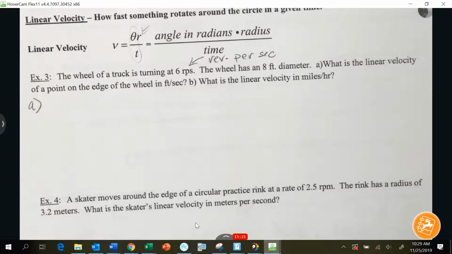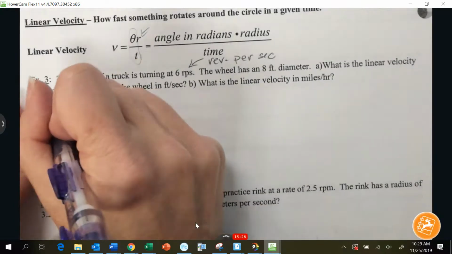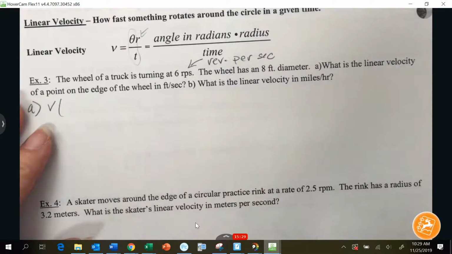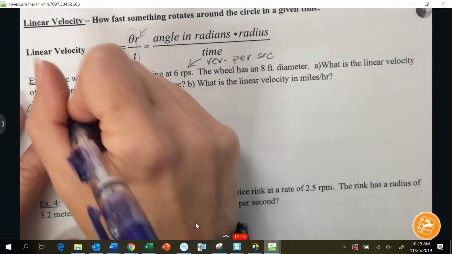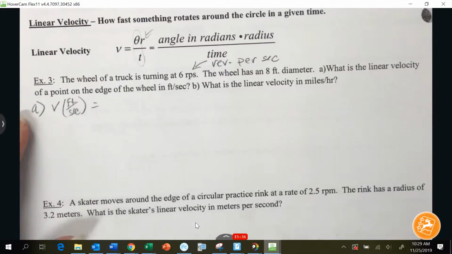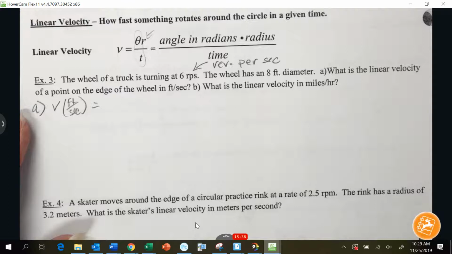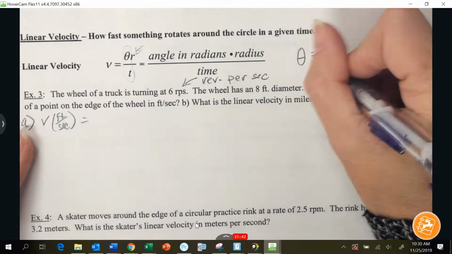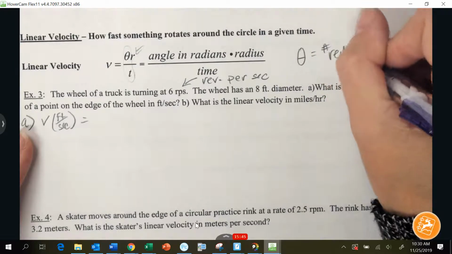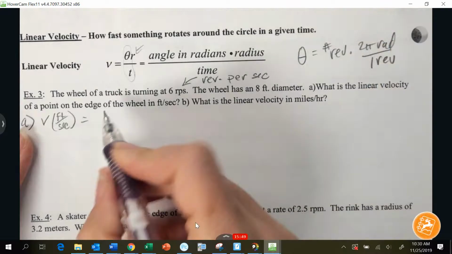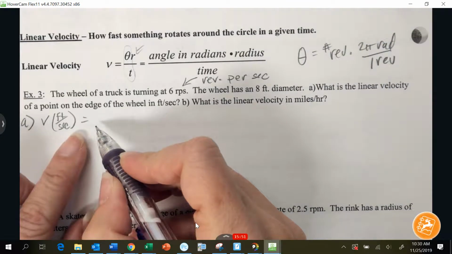So we're going to do v. And remember, we want this in feet per second. And we're done. So what do I know? Remember, theta is number of revolutions times 2 pi radians over 1 rev. So we're going to put theta in.